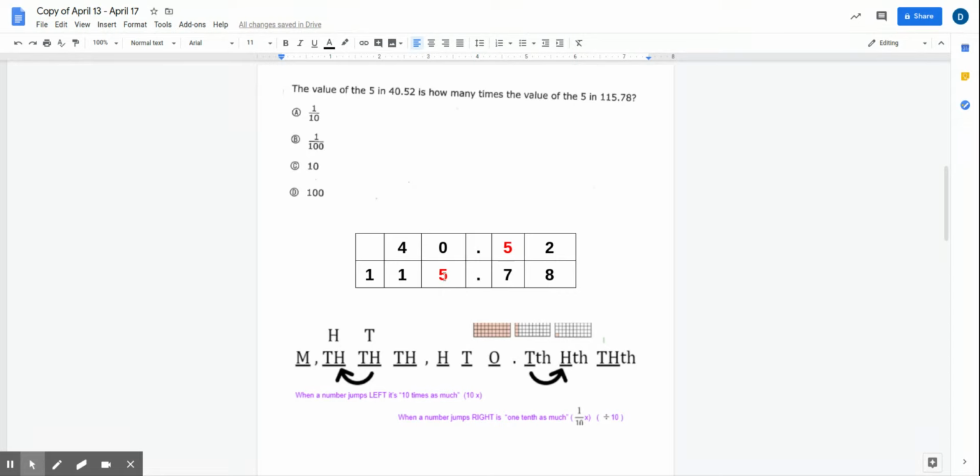5 here. From the Really Good Stuff document, you learned this week that when a number jumps left, it's 10 times as much. It gets bigger. But when it jumps right, it's 1/10 as much. It gets smaller. So the value of the 5 here, is it 10 times as much the value of the 5 here? Did it get bigger? Or is it 1/10 times the value of the 5 here? Did it get smaller?